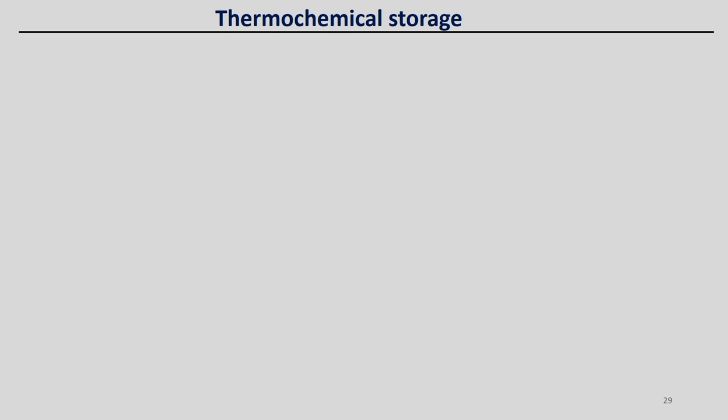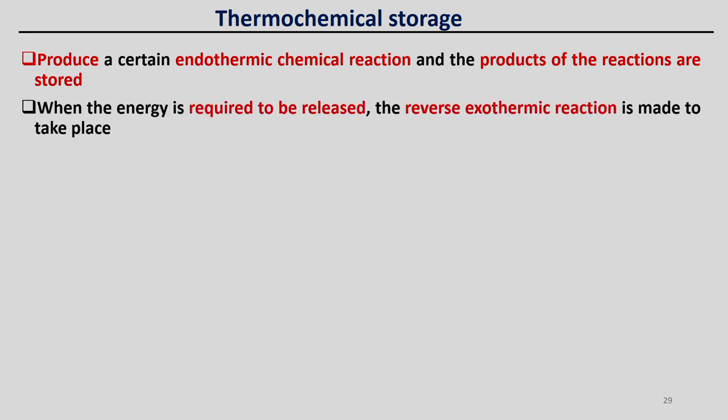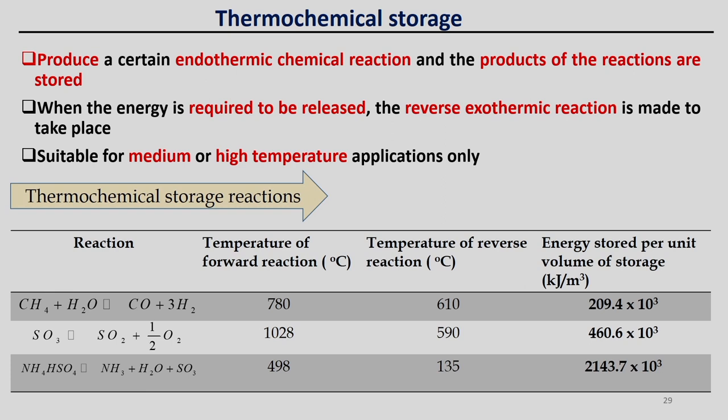Now we can discuss something about thermochemical storage. It uses a certain endothermic chemical reaction, and the products of the reaction are stored. So, when the energy is required to be released, the reverse exothermic reaction is made to take place. And this is suitable for high or medium temperature applications only. So, some of the reactions are shown here.